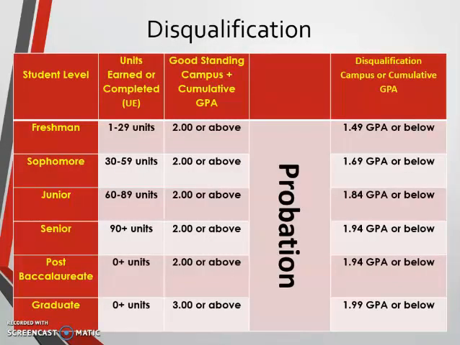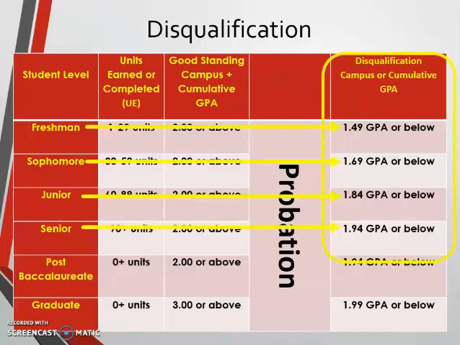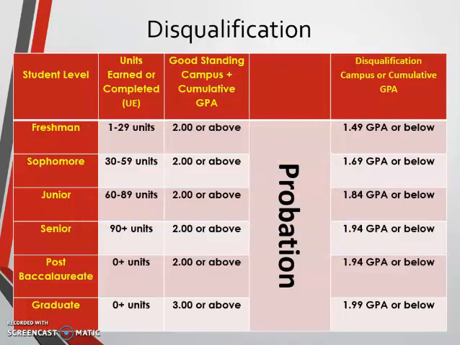To review, you are disqualified after your first semester of probation if your GPA remains or falls at or below the disqualification range, depending on your student level. Notice again that as you move from freshman to senior level, you have less room for failure in your academic performance before you are disqualified. For example, a freshman student can have a campus or cumulative GPA of 1.5 and remain on probation, whereas a sophomore, junior, or senior with a campus or cumulative GPA of 1.5 is disqualified after their probationary period. I'll explain why shortly.